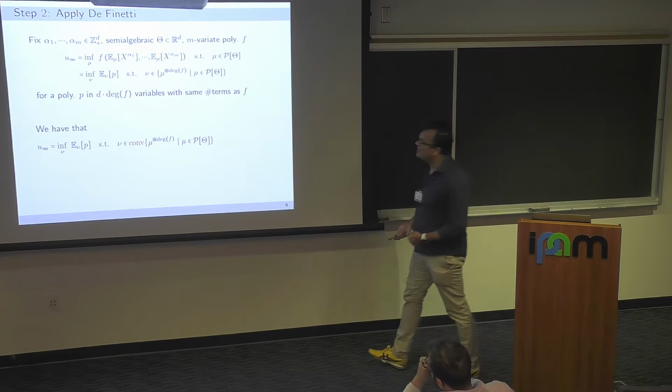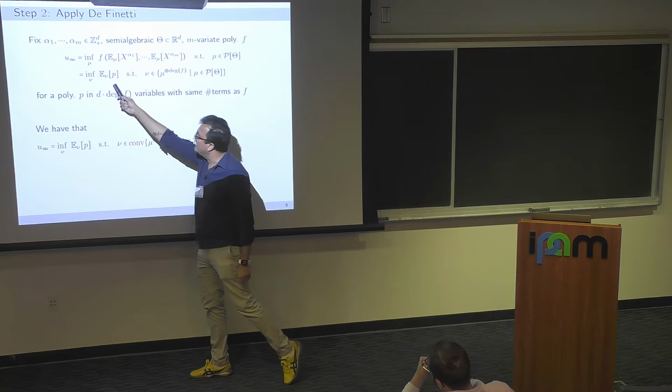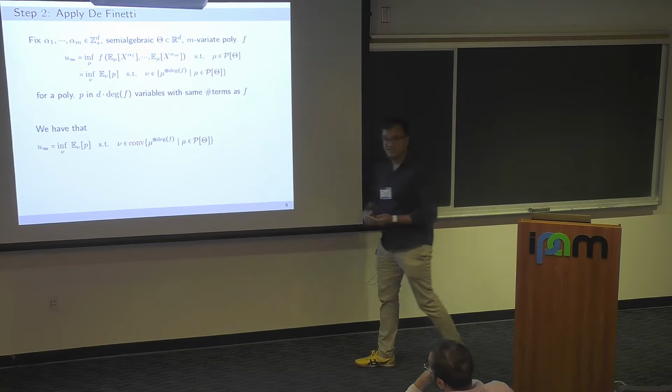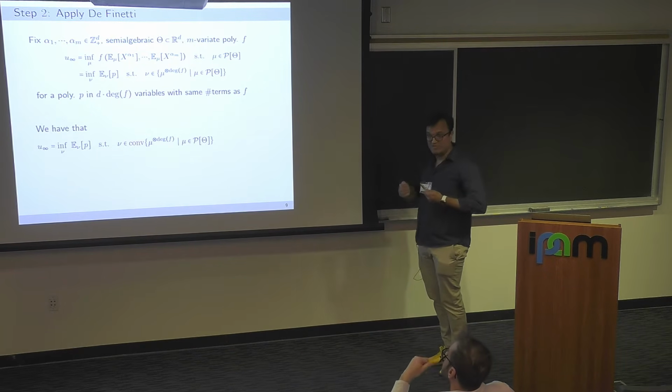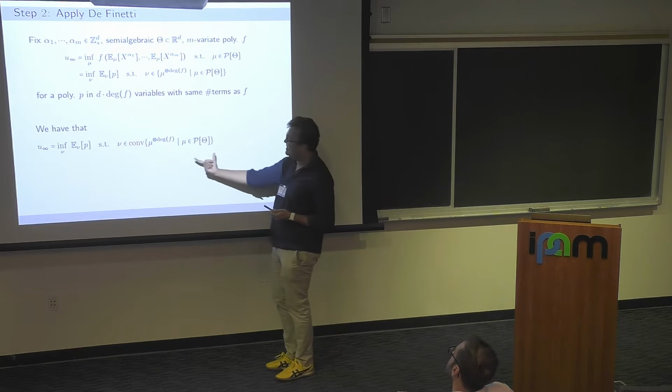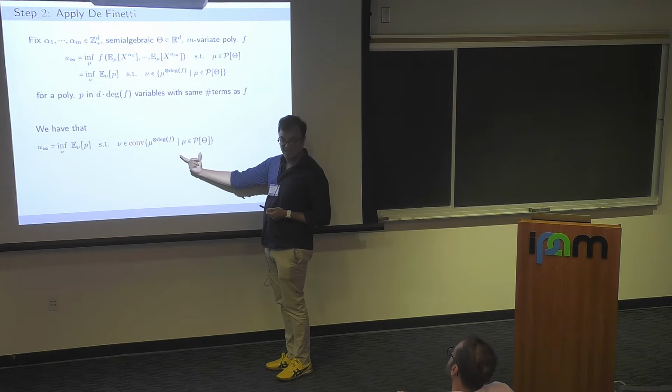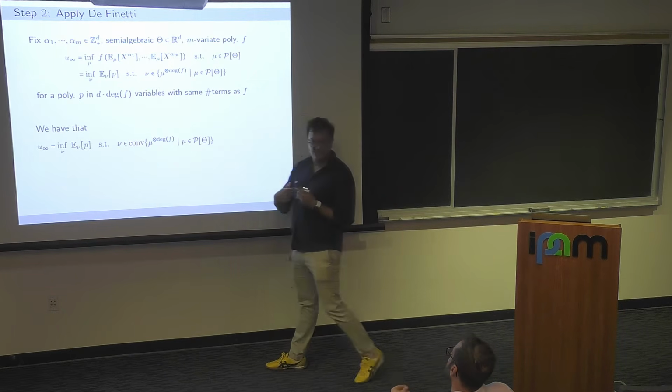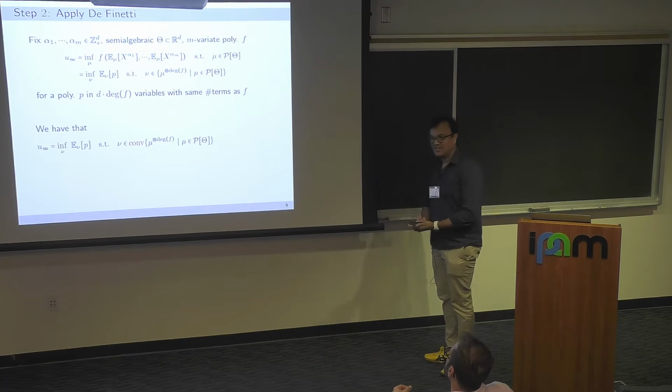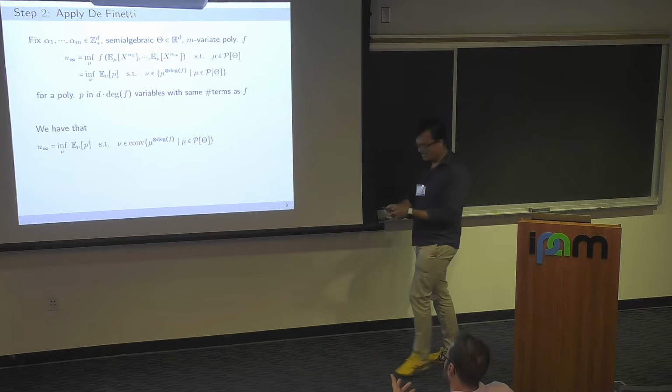And the first thing you can say when you have an objective of this type is to recognize that that objective is linear in that measure nu. So you can take the convex hull of the constraint set. And when you see convex hulls of product measures, you think de Finetti.